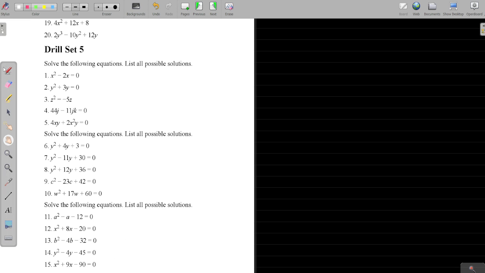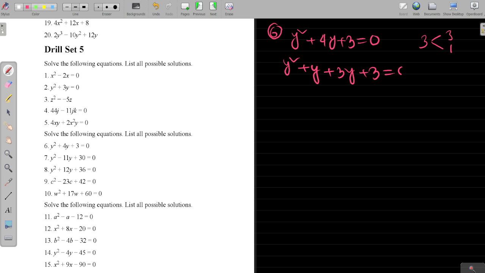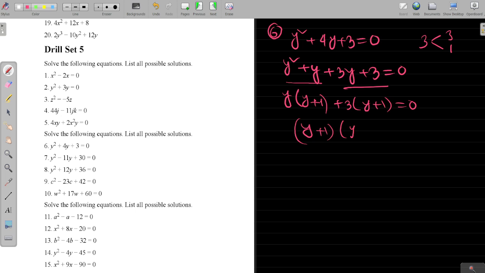Now problem number 6. y squared plus 4y plus 3 equals 0. So you need to split the middle term here. So for y squared and 3, it means 3 multiplied by 1, and 3 plus 1 is 4. So y squared plus 1y plus 3y plus 3 equals 0. Then if you take y common from these two terms, then y plus 1, and from here you will find y plus 1 equals 0. Then y plus 1 and y plus 3 equals 0. So our value will be y equals minus 1 as well as minus 3.